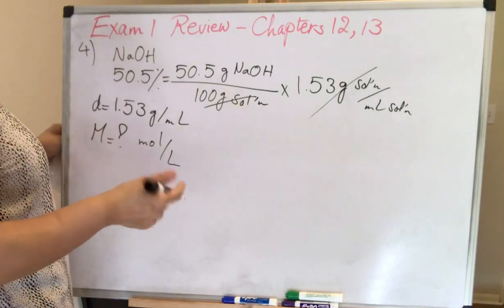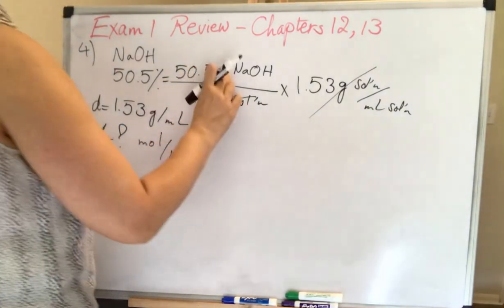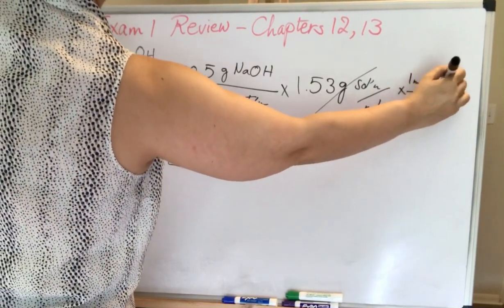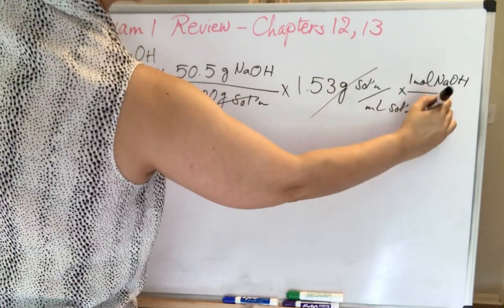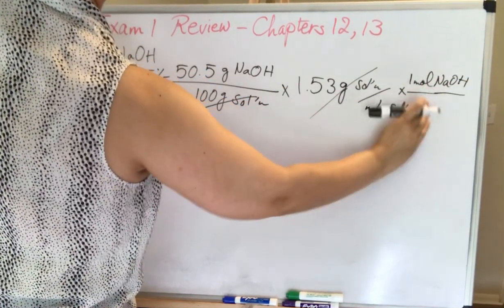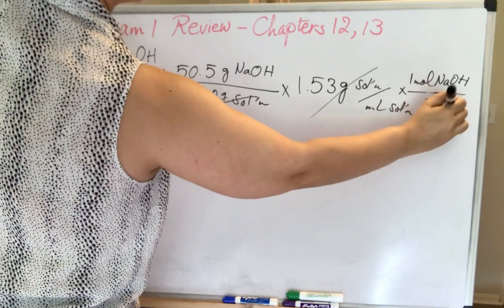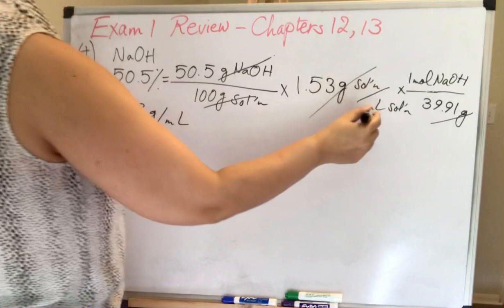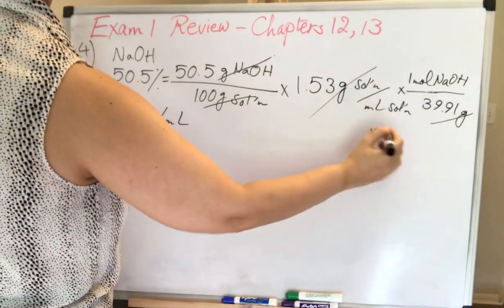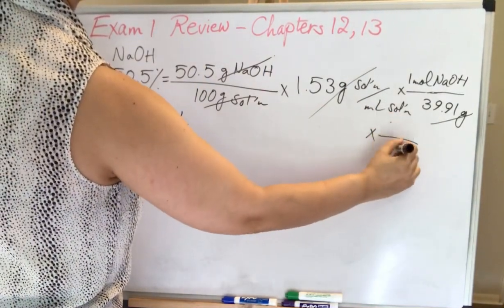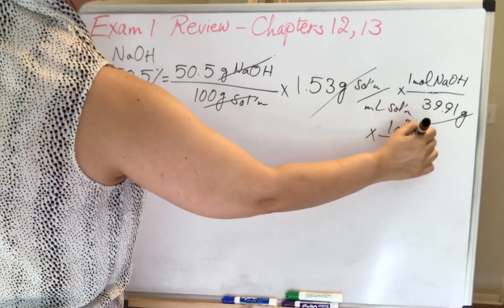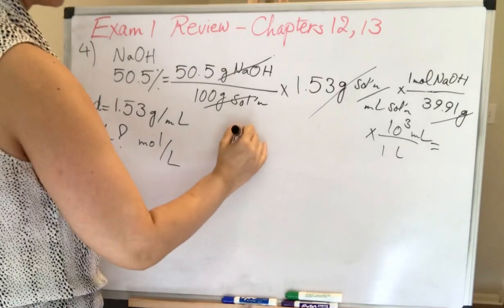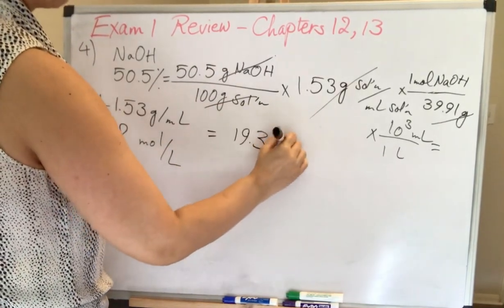What do you need for the molarity? Moles per liter. So go ahead and use the molar mass of NaOH. 1 mole of NaOH is what? Almost 40 grams. But let's go with the accurate one. 39.91 grams of NaOH, so you can cancel it. Now you have moles. You just need to change your milliliter to liter. 1 liter is 10 to the 3rd milliliter. And at the end, you will have 19.3 molar.